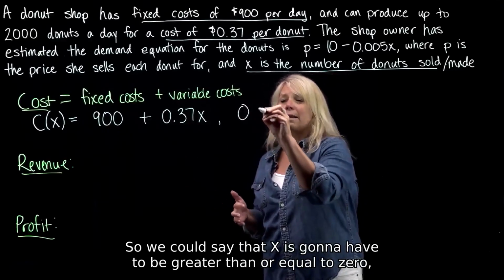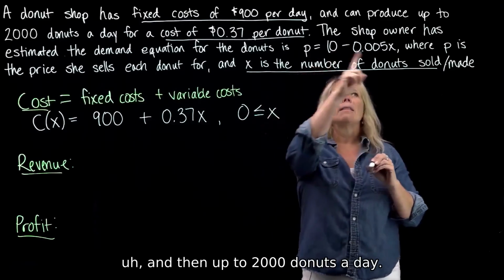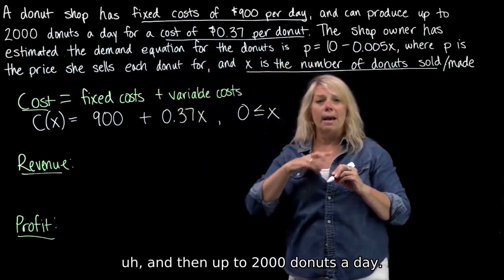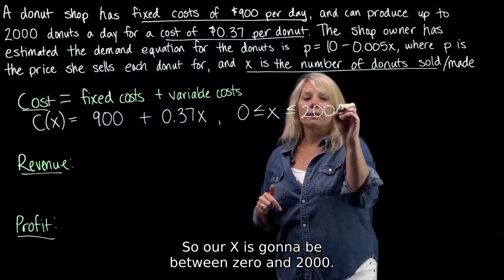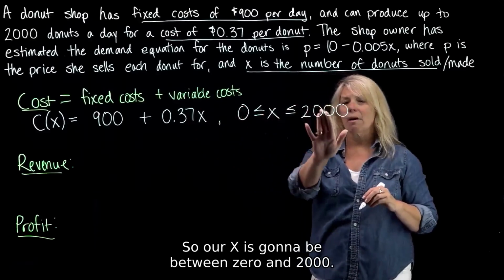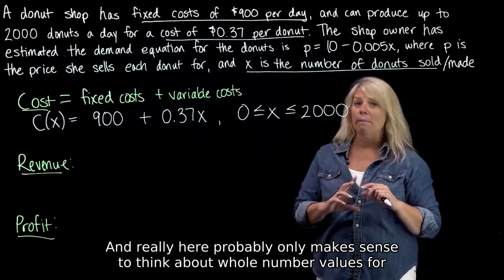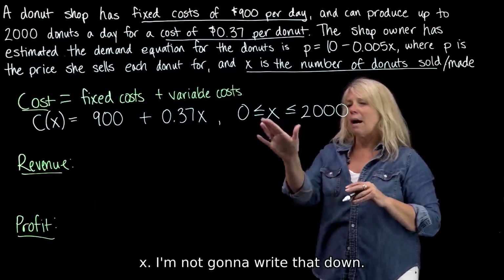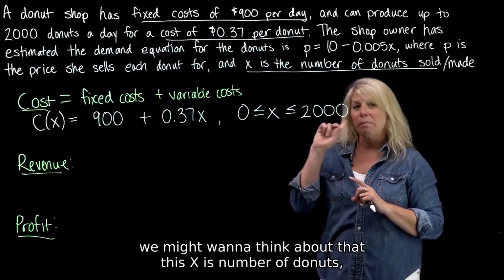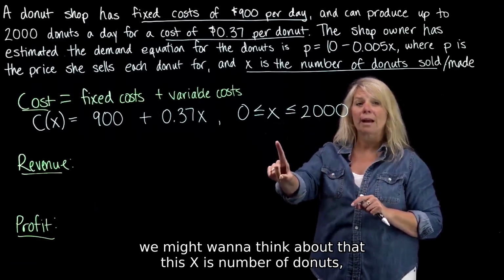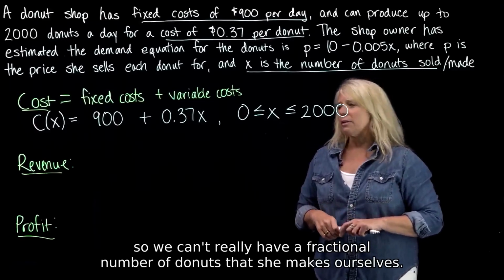So we could say that x is going to have to be greater than or equal to 0. And then up to 2,000 donuts a day. So she can't make more than 2,000 donuts a day. So our x is going to be between 0 and 2,000. And really here, probably only makes sense to think about whole number values for x. I'm not going to write that down, but when we do some analysis and think about what these equations tell us, we might want to think about that this x is number of donuts, so we can't really have a fractional number of donuts that she makes or sells.